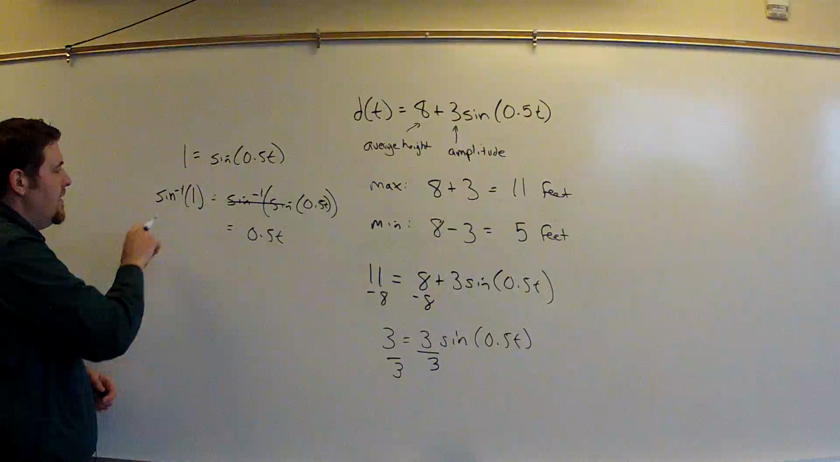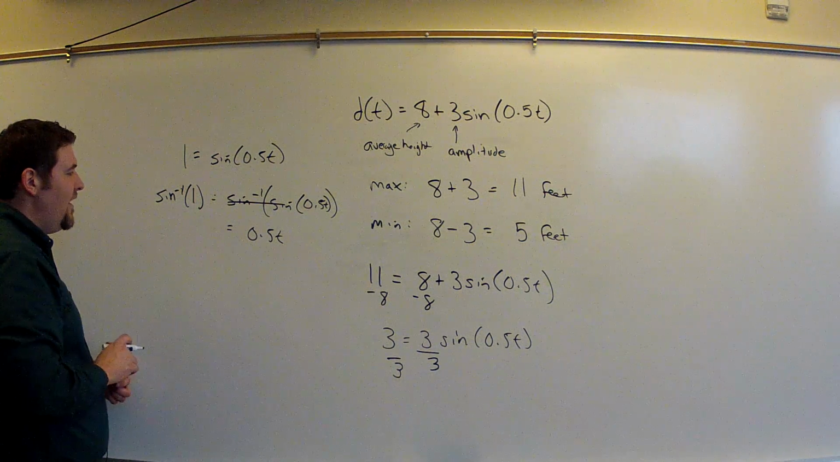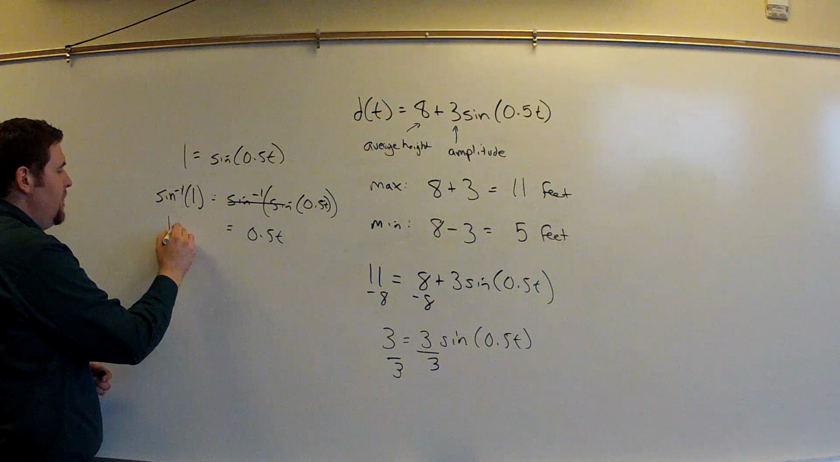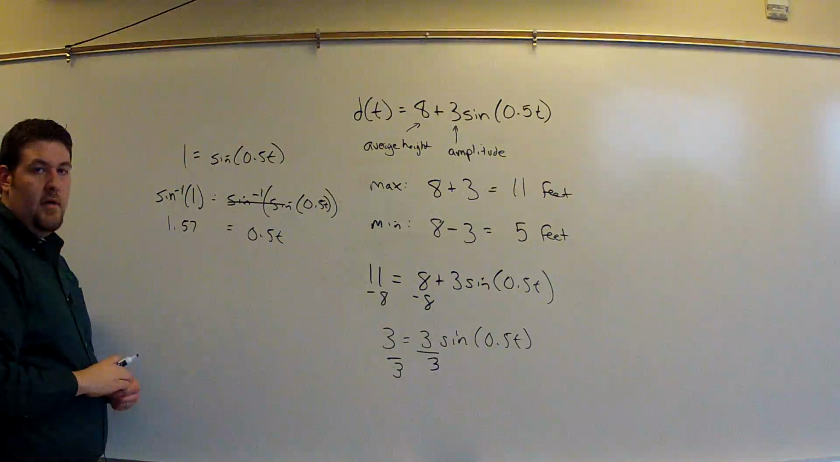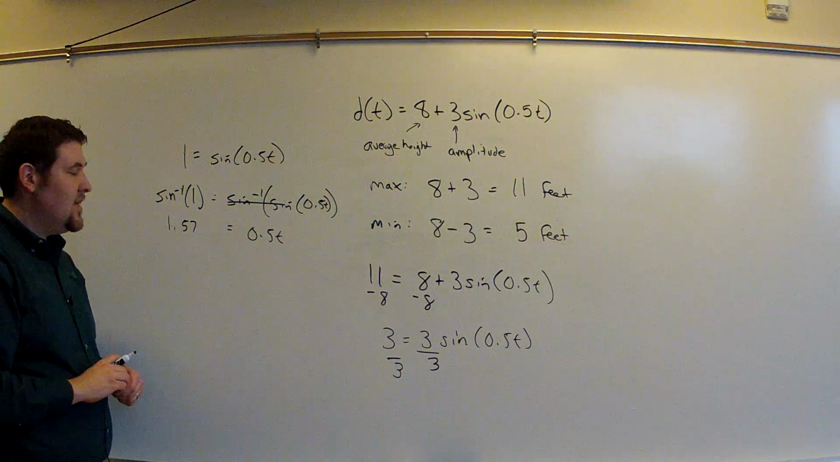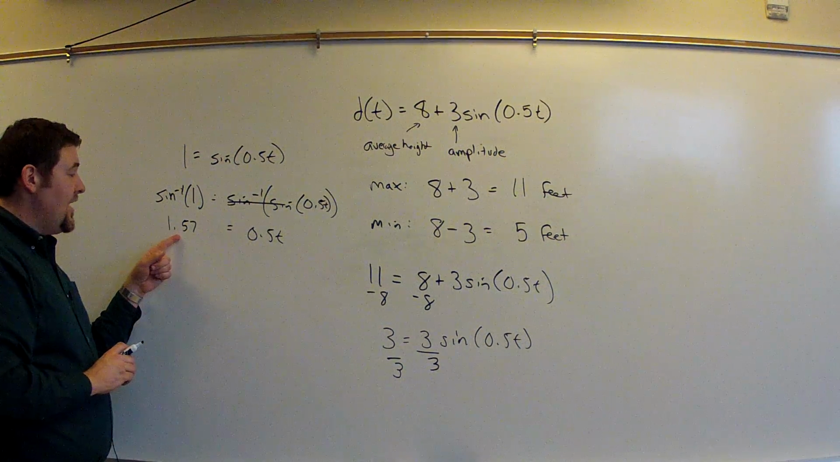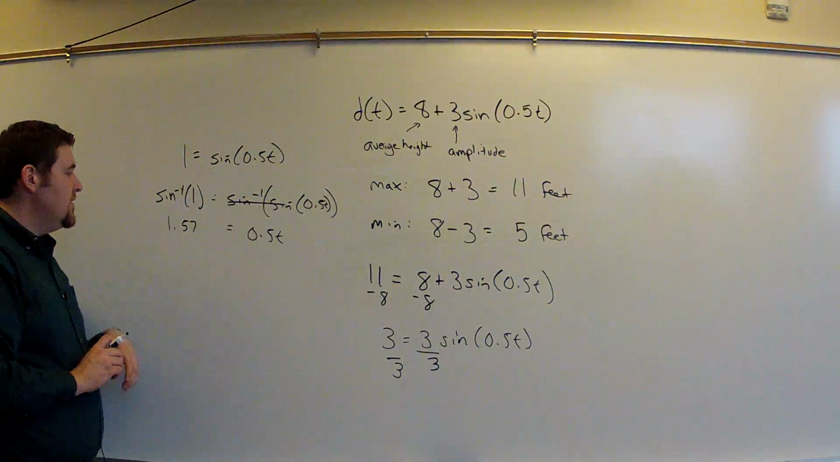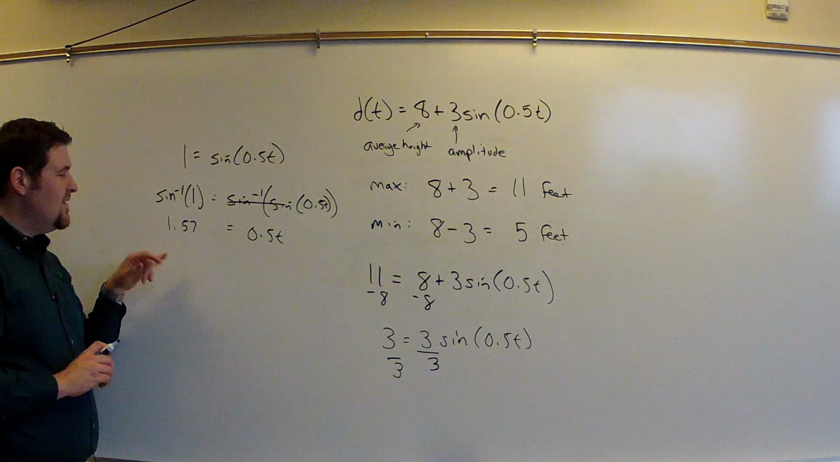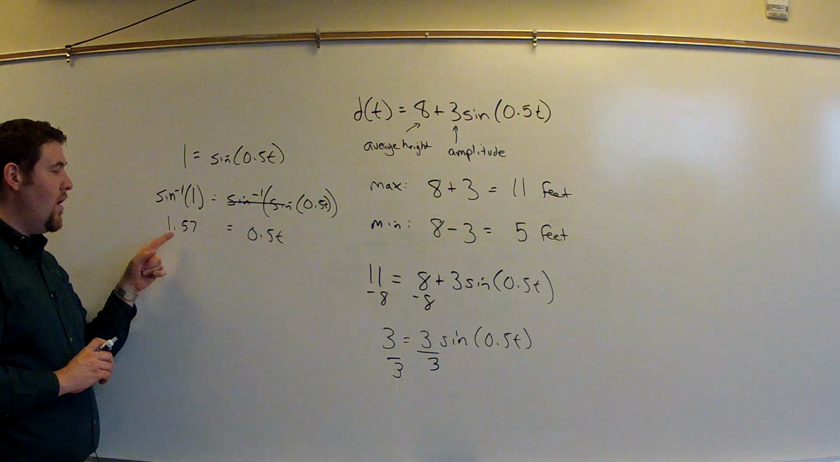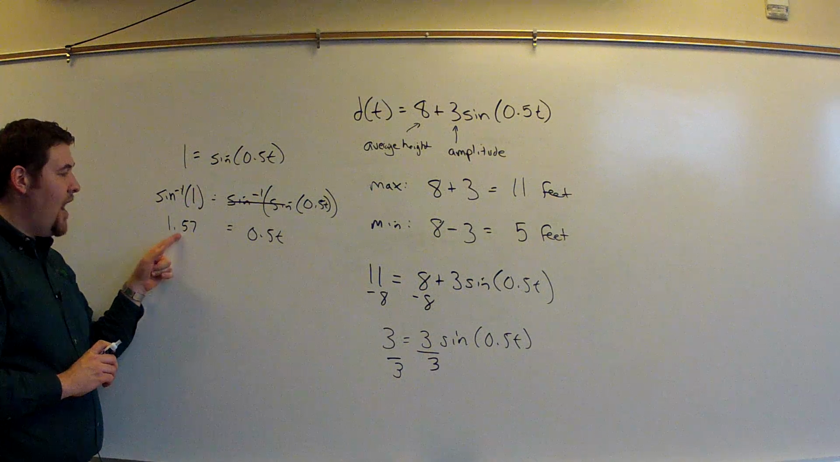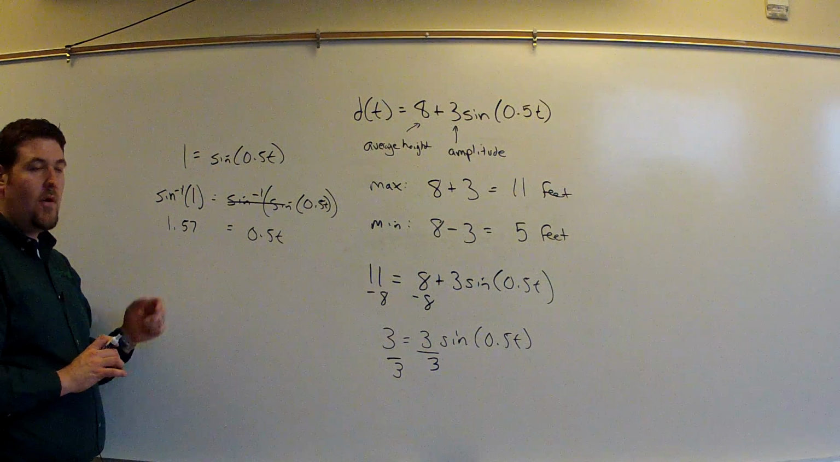So if I were to use my calculator on this, do inverse sine of 1, I'd get a number like 1.57. Now that's in radian measurements. So the inverse sine of 1 is actually pi over 2. Okay? So I'm going to leave it in terms of decimals, though, because I think it makes more sense to say this is about 1.5 or 1.6 hours than it does to say this is pi over 2 hours.